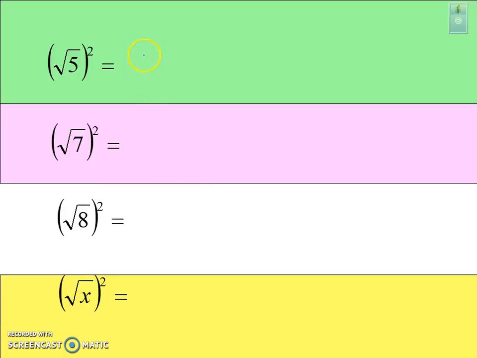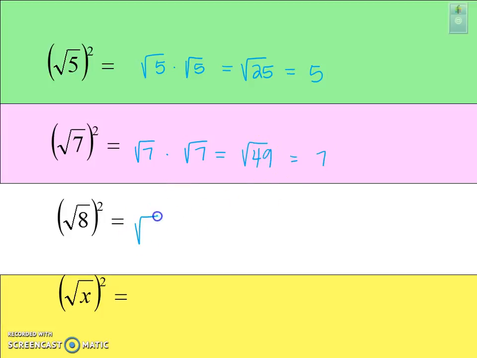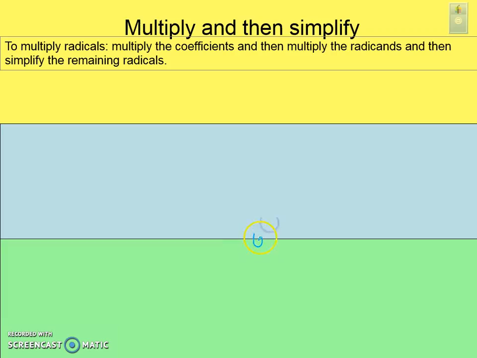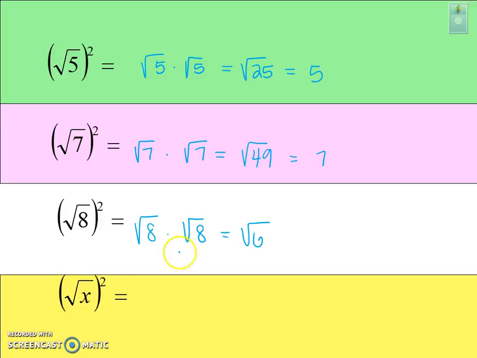So if we think about what this looks like, we've got the square root of 5 times the square root of 5, which is equal to the square root of 25, and we know that that's 5. The same thing happens if I take the square root of 7 times the square root of 7, so the square root of 49, which is just 7. And with 8, we have a similar situation. Let's go back over here, sorry about that. So 64, which is going to be 8.